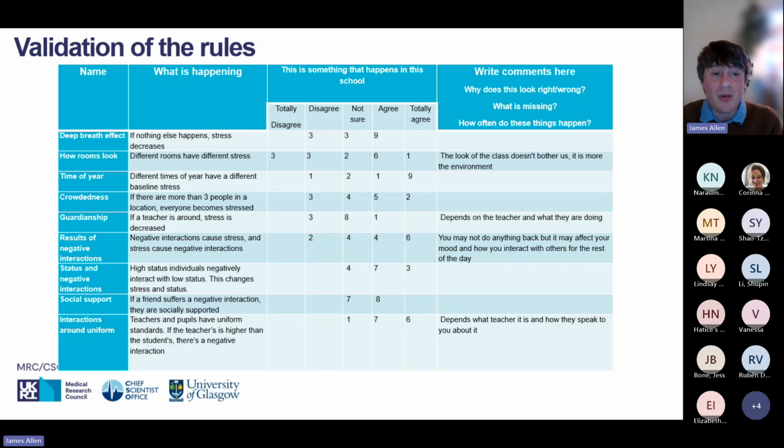There were other questions about guardianship, depends on the teacher and what they're doing. And yeah, results of negative interactions. You may not do anything back, but it may affect your mood and how you interact with others for the rest of the day. So again, by thinking about ABM, it naturally brings out these questions and discussions around dynamics, like what are the consequences of what's happening? It's not just thinking about a single time, but the whole day.